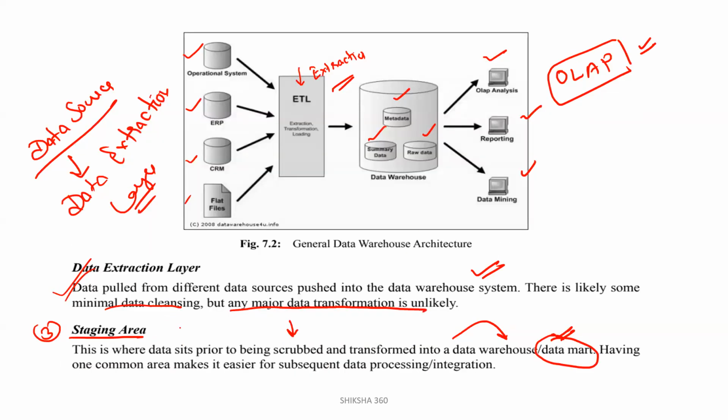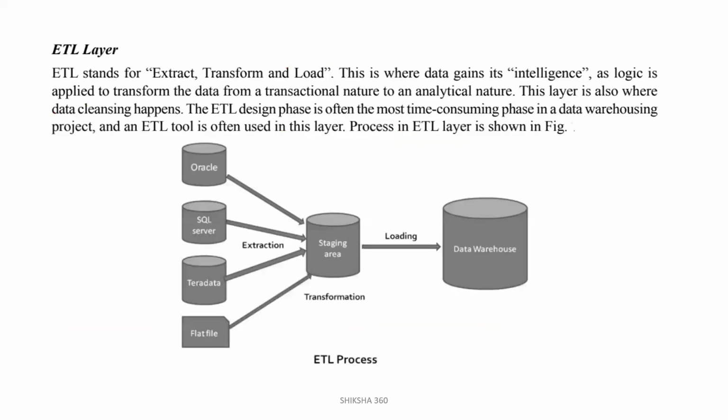So the staging area is where the data sits prior to being scrubbed and transformed into a data warehouse or a data mart. Having one common area makes it easier for subsequent data processing or integration. So the third section is the staging area. The fourth one is ETL.